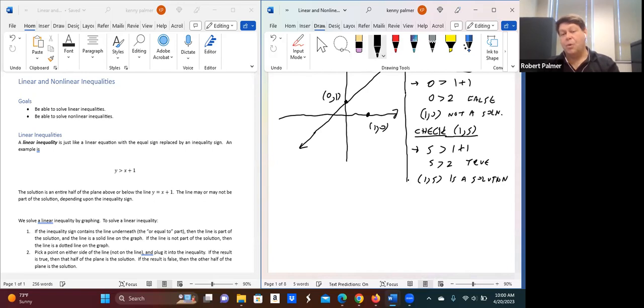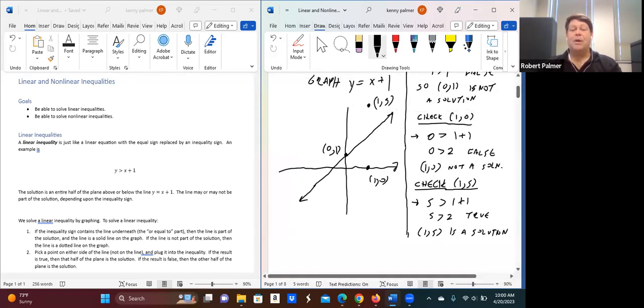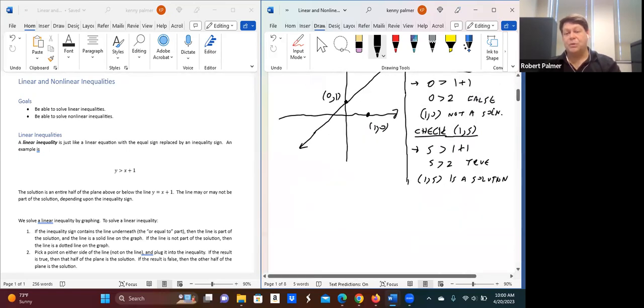Okay, so what all this is going to tell us is that if you plug in any point on the line, it's not a solution. You plug in any point below the line, it's not a solution. If you plug in any point above the line, it will be a solution. So the line y equals x plus 1 is not part of the solution.